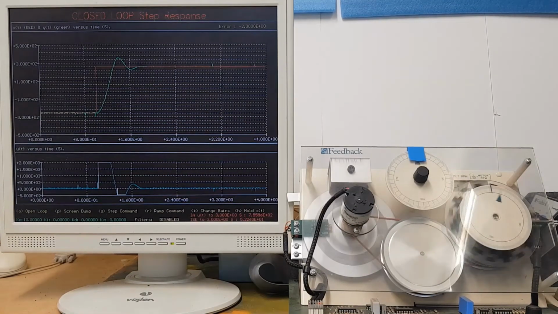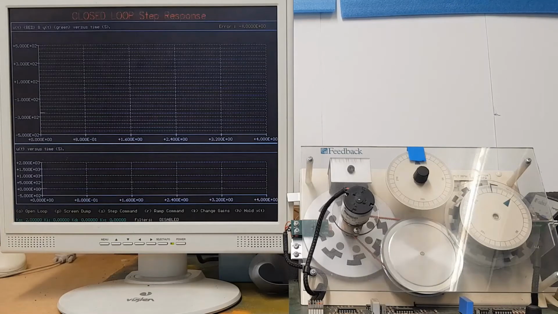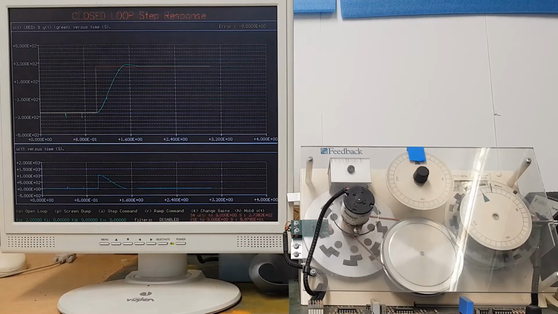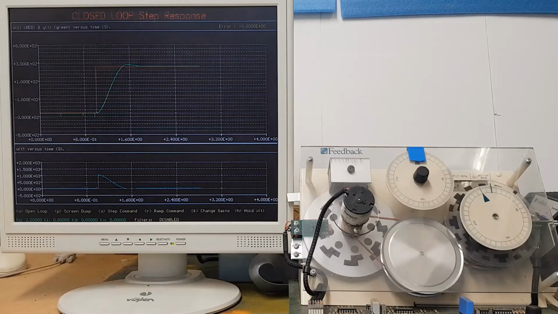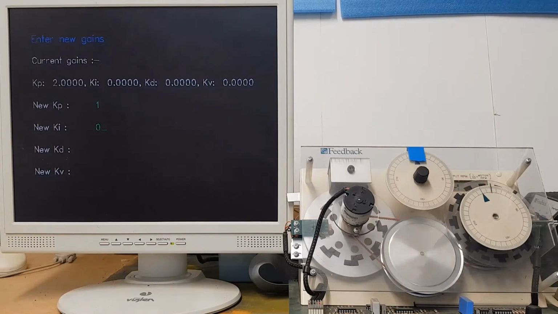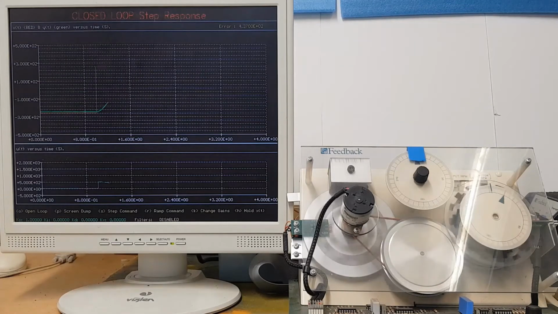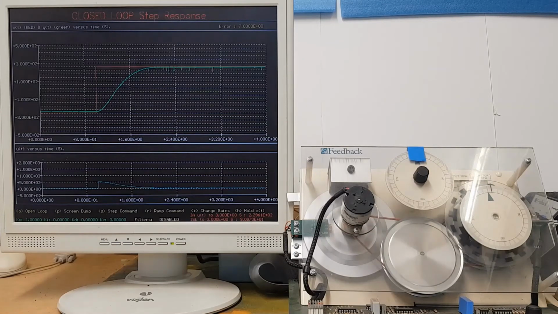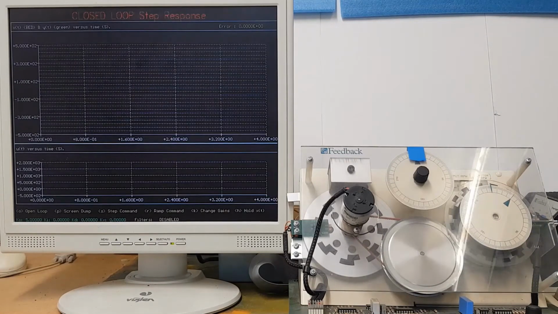Now we can get different transient responses from the system. If I press K on my keyboard, I can now go into the part that changes the controller gains. So if I drop my gain down to 2 and 0, 0, 0, it'll now give me the same system but now with a lower gain. So at a gain of 2, we can see we've now got much less overshoot here. If we went for a gain of 1, it can be quite slow. Well, that's a bit slower. And obviously if we go for a higher gain, let's say 5, we start getting a bit of overshoot.